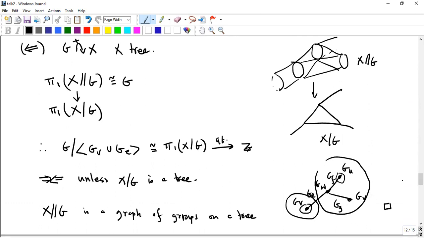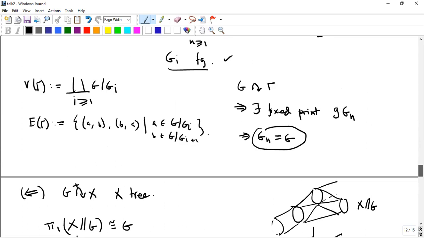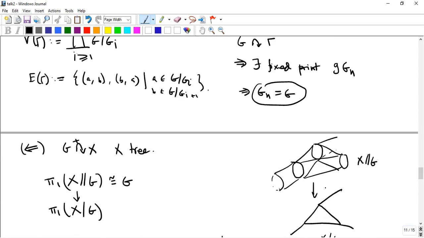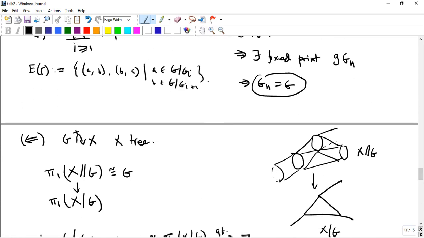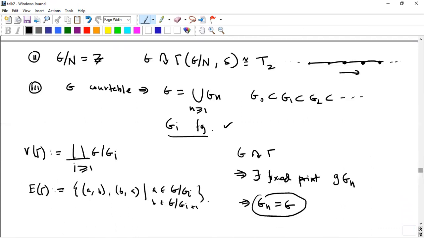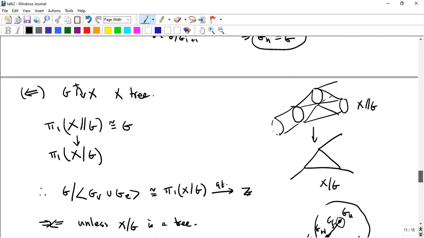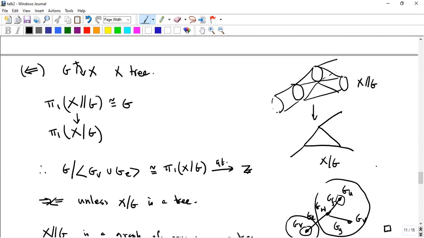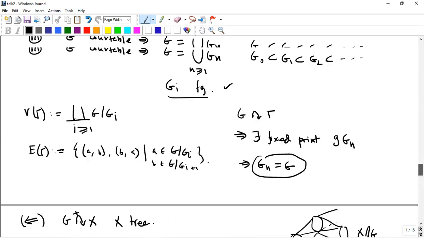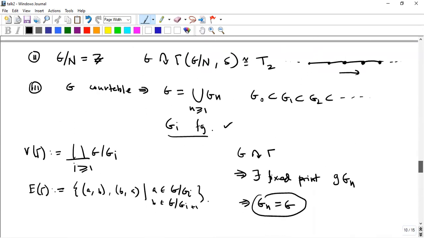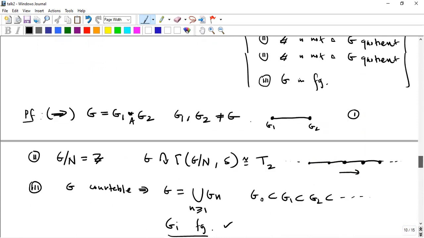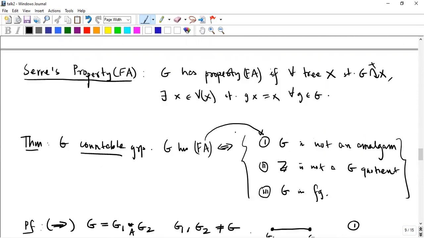So I hope that was clear. I mean, you need some algebraic topology somewhere to argue, but if you look at Serre, he also uses algebraic topology somewhere to get away with something. But you cannot argue without some kind of pi1 argument. Okay. So that's that. So we have proved that property FA holds if and only if these properties hold.